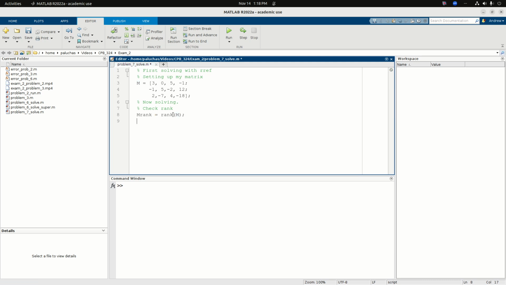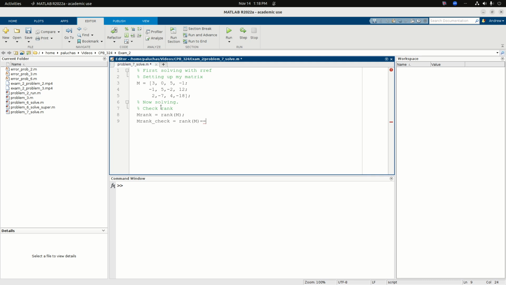Okay, and then what I'm actually going to check is to see if M rank, I'll call it M rank check, is equal to, okay, so remember the rank of M is going to determine the number of linearly independent equations. This is the number of linearly independent equations. So the number of equations that I have in my system will be equal to the number of rows.